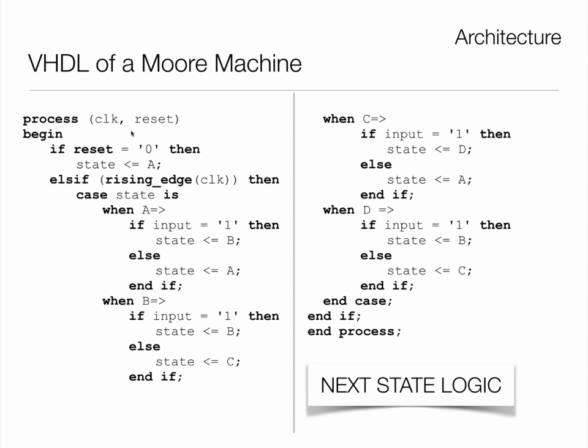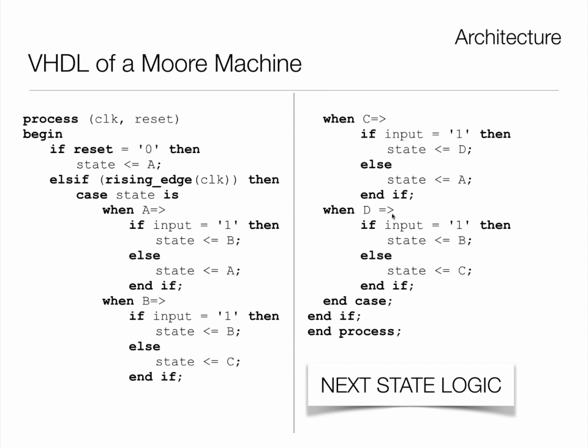So without any reference to the clock at all, if the reset is a 0, state is set to A. And I suppose I should set the output to 0 as well. If the reset is not low, then we consider the clock. So if you've got the rising edge of a clock, then we're interested. Okay, so we might change state now. So we look at the state we're in using this case statement. So case state is, okay, now when A, run this.